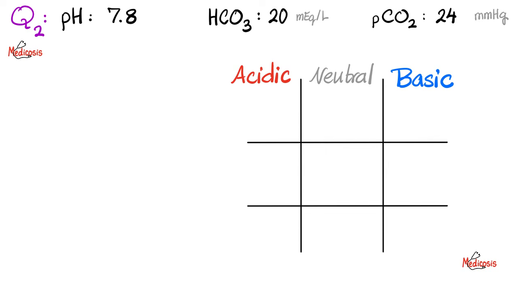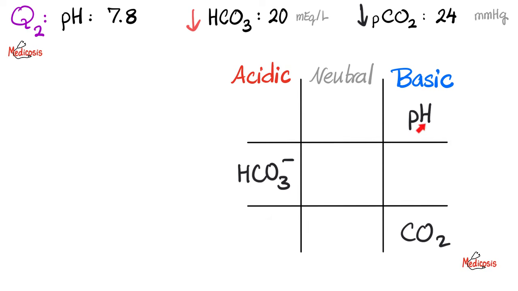This pH is high. When the pH is high, it's a basic thing. It's an alkaline thing, so the pH goes to the right column. Look at the bicarb. This bicarb is low. Bicarb is a base and the base is low. A low base is an acidotic thing. Okay, let's look at the carbon dioxide. This carbon dioxide is low. Carbon dioxide is an acid. When the acid is low, it's a basic thing.